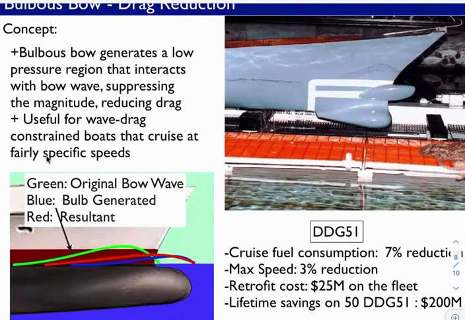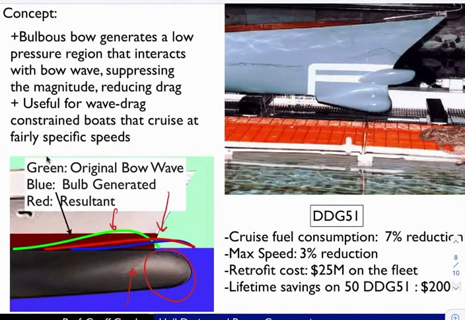And just in a simple sense, you can think of here, in the absence of the bulb, the original bow wave was this green line. But the bulb itself generates its own wave that's somewhat forward of the ship, and that would be the blue wave in this diagram. And the resulting interaction between them produces a suppressed bow wave that is also moved forward. So again, we're increasing the effective length of the ship without increasing the length overall of the ship, and reducing the wave drag. Now these are typically tuned for a certain speed or certain Froude number.